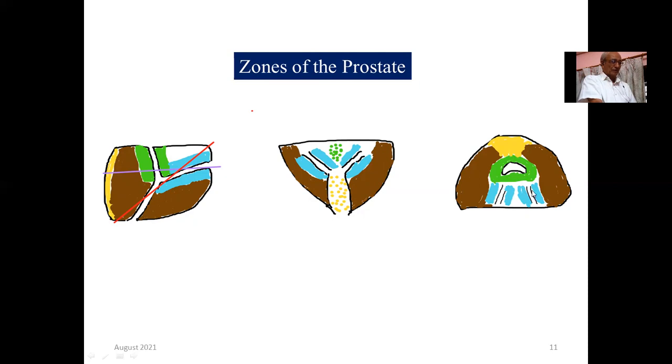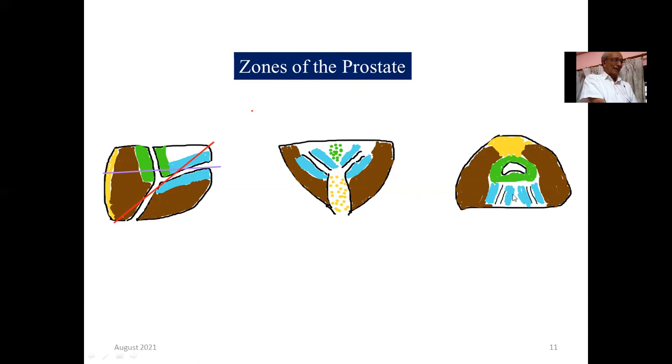Central zone, about 25%. And peripheral zone, in brown, everywhere, here it is. Maximum, 70%. And between the right and left peripheral zones, at the front, there is anterior fibromuscular stroma. That is also a zone. This one, yellow.